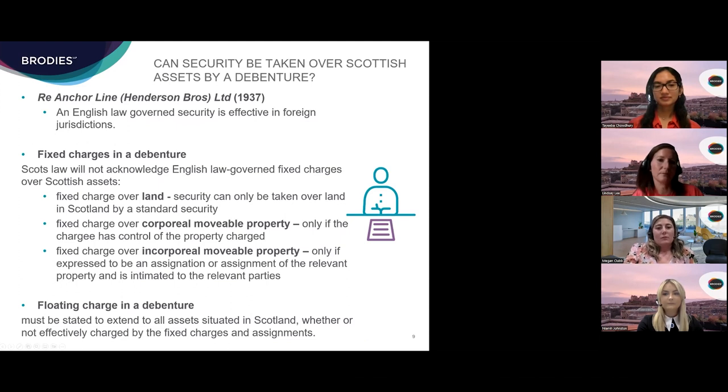The case of Re Anchor Line (Henderson Brothers) Limited 1937 looked at the scenario of an English governed debenture that attempted to secure assets located in Scotland. It's important to note that at that time, floating charges were not recognised by Scots law, and therefore a floating charge could not be granted over Scottish assets. The English courts, however, ruled that the charge was effective because it met the requirements of English law.